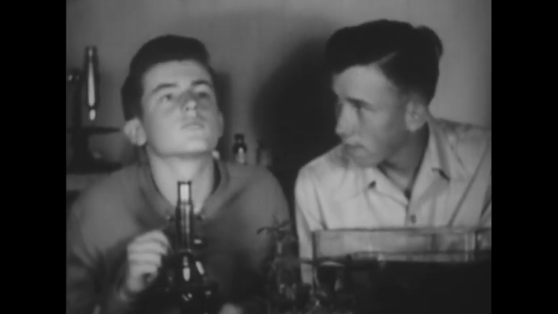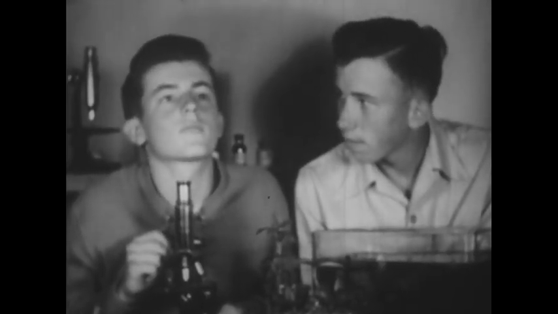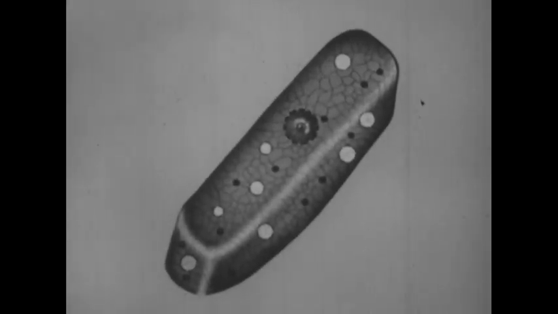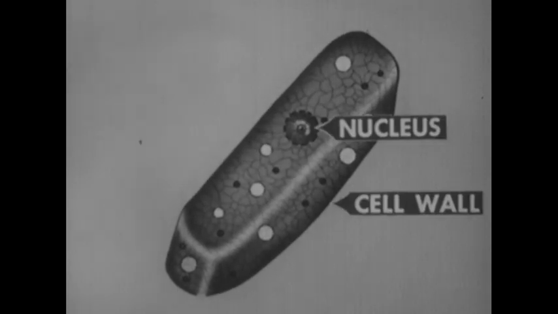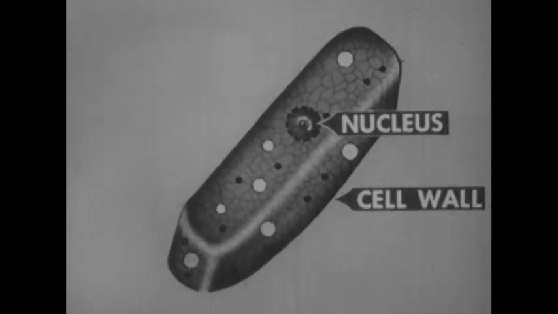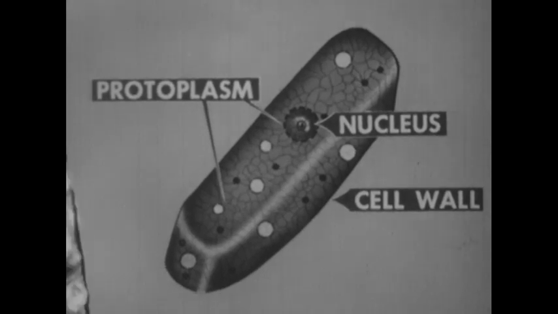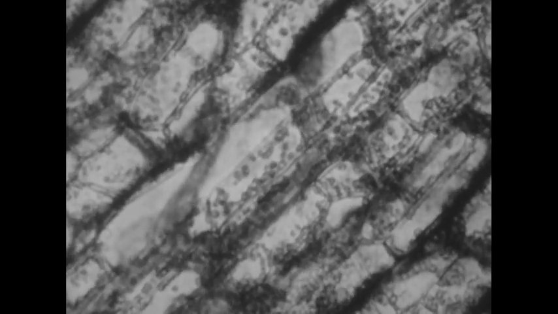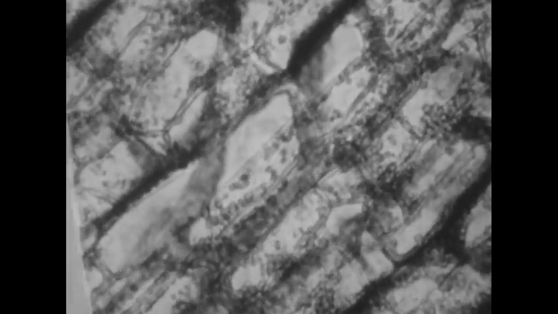Now, what are some of the things we've learned about cells? A cell is not flat. It has thickness. In most cells, there is a nucleus and a cell wall. All living cells are made of protoplasm. The protoplasm must be supplied with food. In green plants, food is made within the cell. In animals, such as the amoeba, food is taken into the cell.